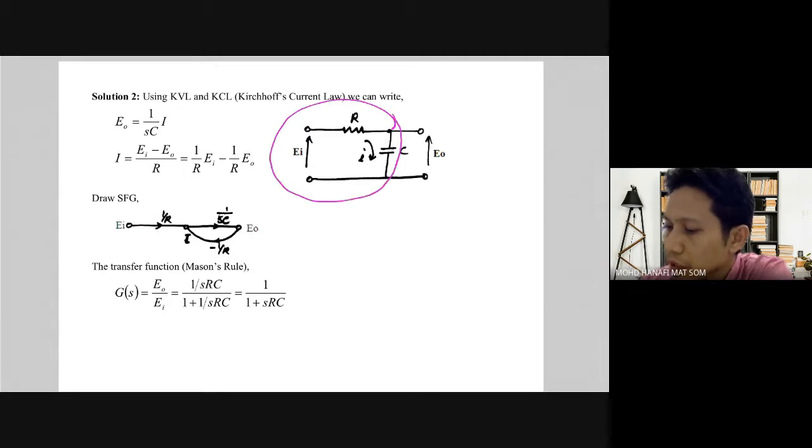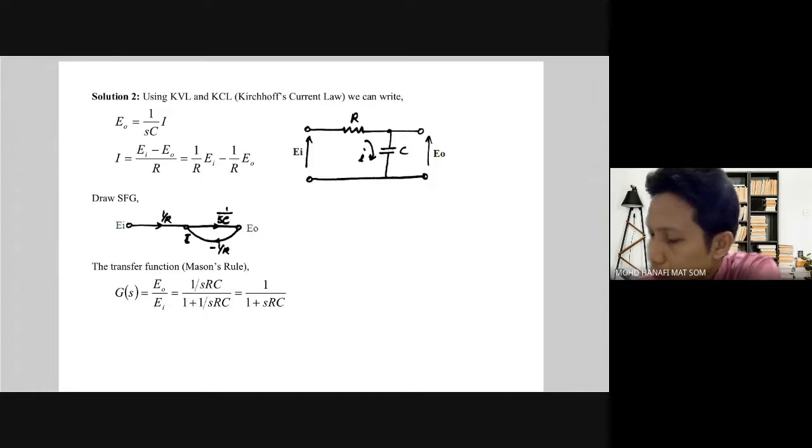We consider this portion. Let's label first. So we have EI, and then we have E naught. E naught we can measure by taking the probe over here. This is the common, and this is the positive probe. So basically this is E naught. Now this here is EI.